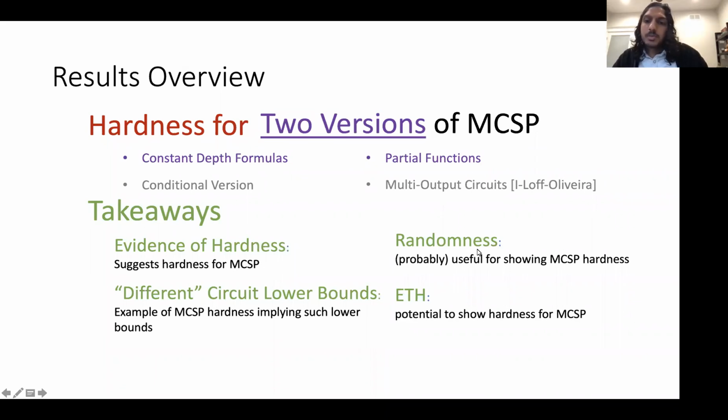It's going to be an example of how you can use randomness for showing MCSP is hard. We'll see an example of these different looking circuit lower bounds, and we'll see a proof of concept of using ETH. But I'll be more concrete about that when we get there. Okay, so that's how this is going to go.